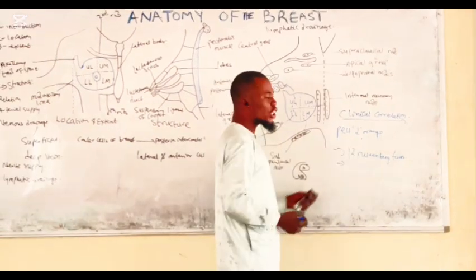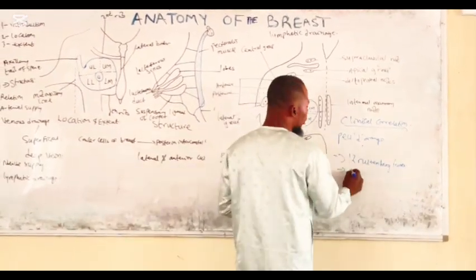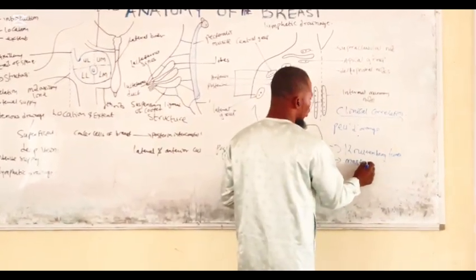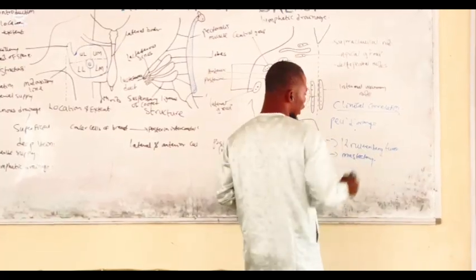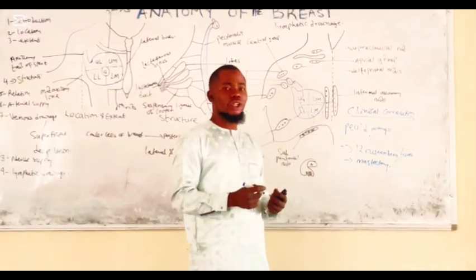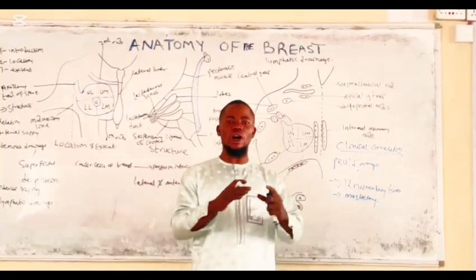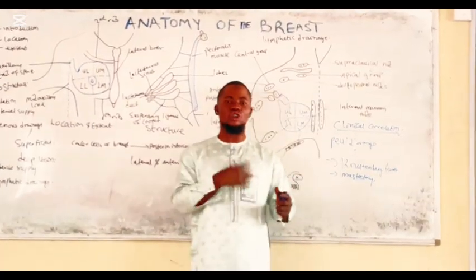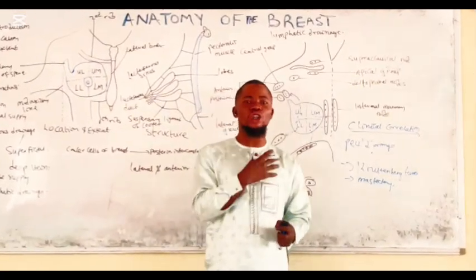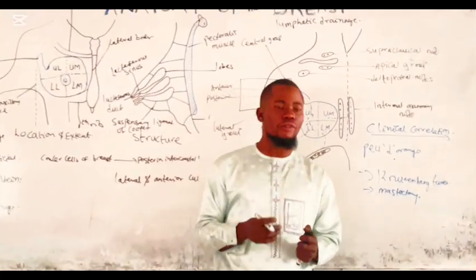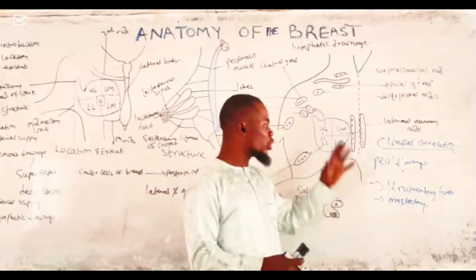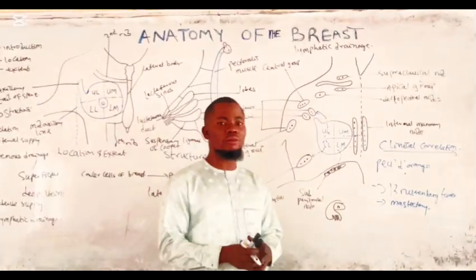Another clinical correlation of the breast is mastectomy. That is the removal of the breast. It is what they call a radical mastectomy. That is the complete removal of the breast together with the surrounding structures such as the pectoralis major and axillary group of lymph nodes. Those are the major important clinical correlations of the breast.